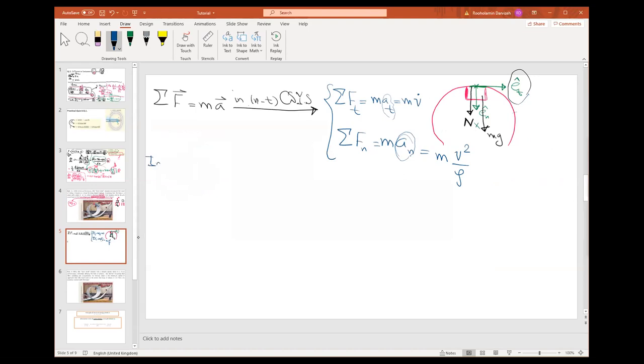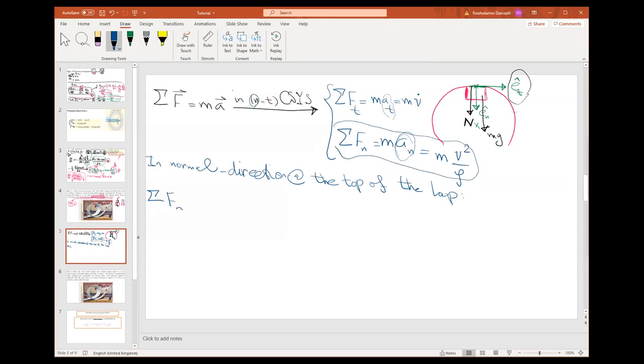Okay. For normal direction, at a specific point at the top of the loop, sigma F_n, I just rewrite again, this one equals m v squared over r, where the radius of the circle is constant in this case. Then, please help me. This is a positive direction for normal axis. How many vertical forces do I have at this point? How many forces in normal direction?